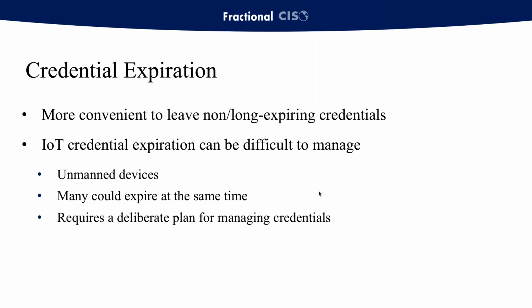IoT credential expirations can be very difficult to manage. You have unmanned devices, and many can expire at the same time, right? So imagine January 1st, 2050. Hopefully you're not managing an AWS IoT implementation then, right? Now you have thousands or millions of devices that have just expired and you can't contact anymore. It really requires a deliberate plan for managing those credentials. So it is a pain to manage that. However, by not expiring things, you're opening yourself up to a certain liability.